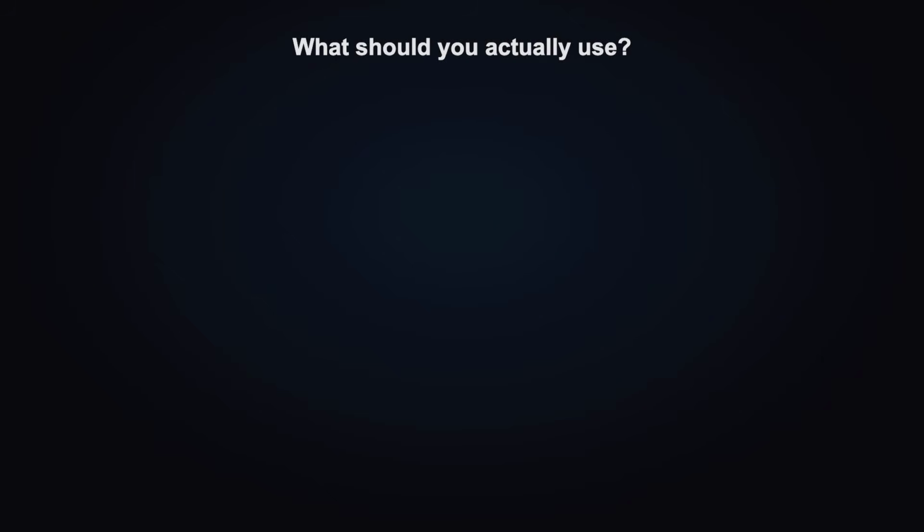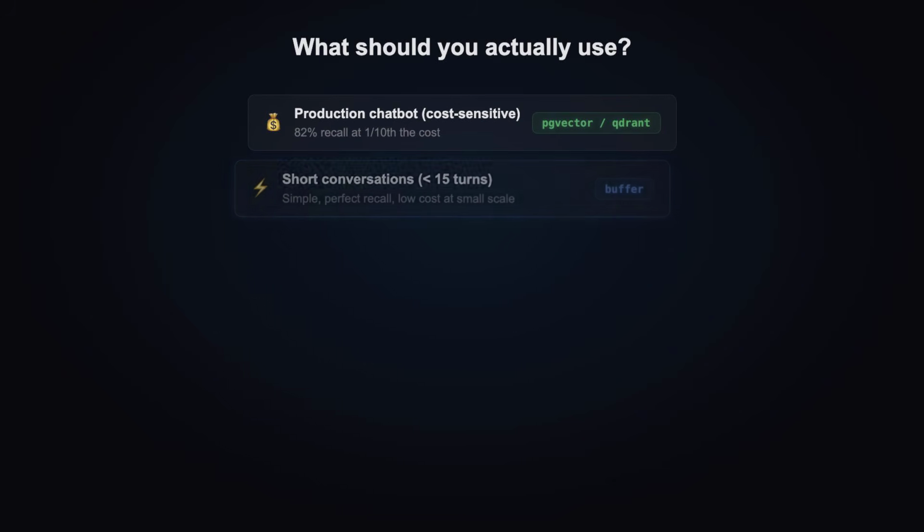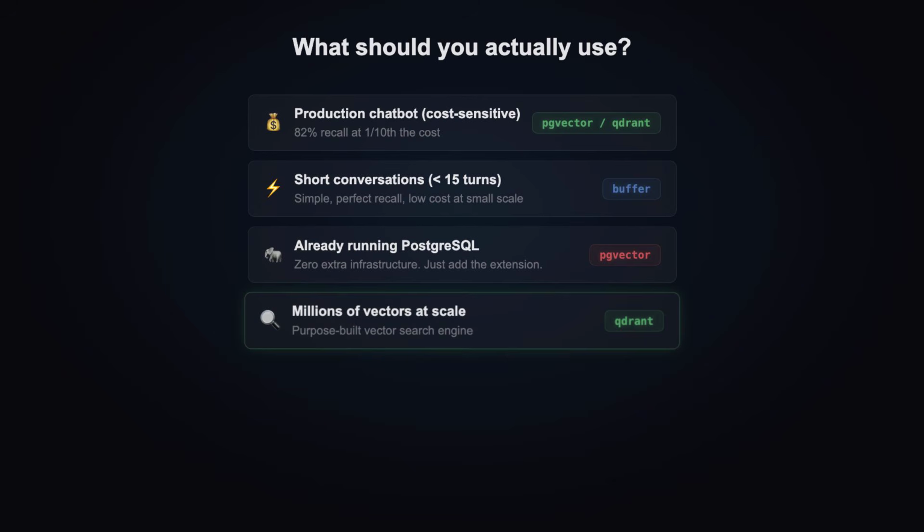So, what should you actually use? For production chatbots where cost matters and almost always does, use pgvector or Qdrant. 82% recall at one-tenth the cost of buffer memory. For short conversations under 15 turns, buffer is fine. It's the simplest to implement, recall is perfect, and the cost hasn't had time to explode. If you already run PostgreSQL, pgvector, no contest. Add the extension, done. If you need to scale vector search to millions of vectors, Qdrant. It's purpose-built for that.